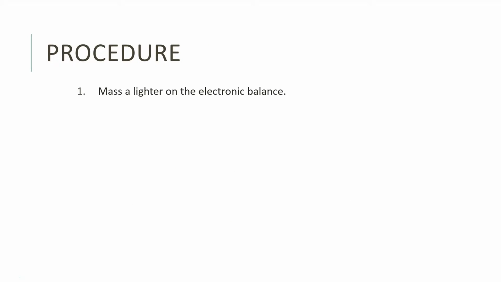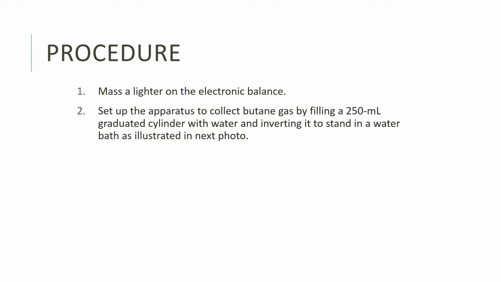Procedure. The first step in this lab is to mass the lighter you'll be using for the whole experiment on the electronic balance. Then, set up the apparatus that will collect the butane gas by filling a 250 milliliter graduated cylinder with water and turning it upside down in a water bath as illustrated in the next photo.